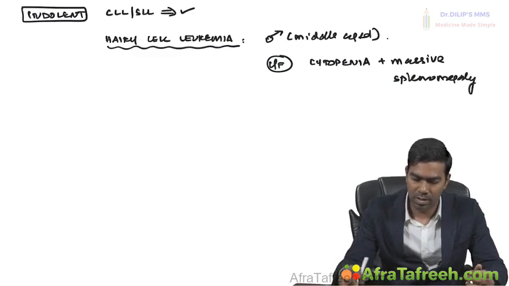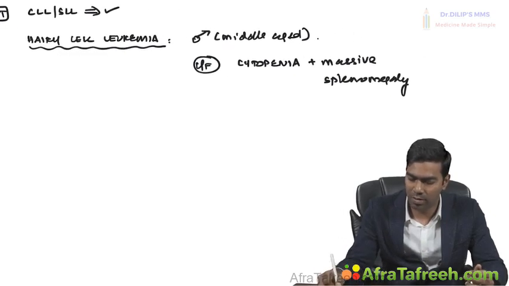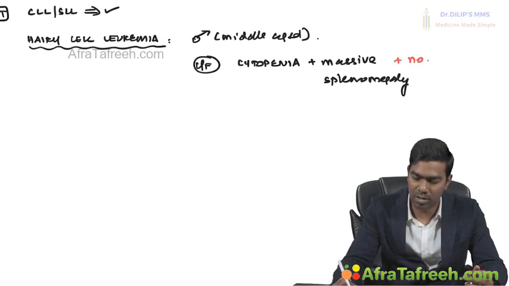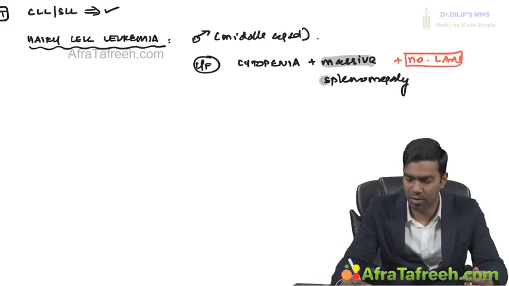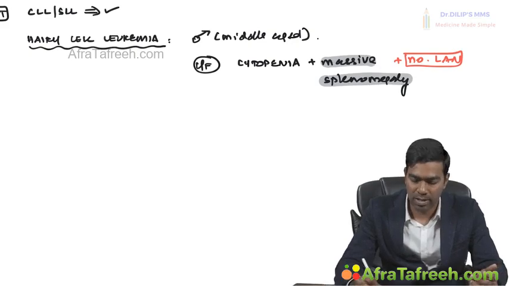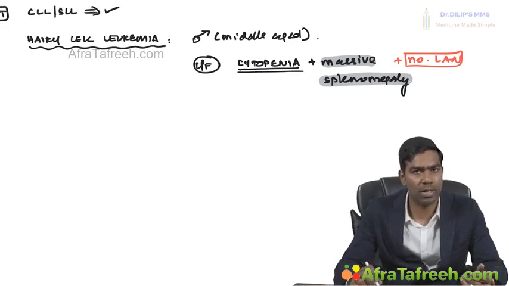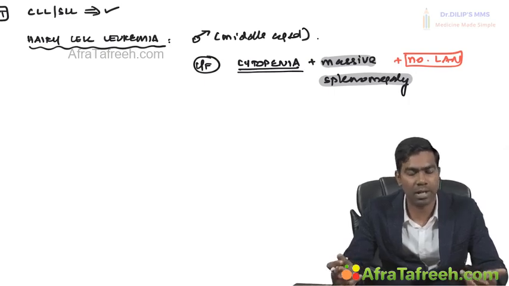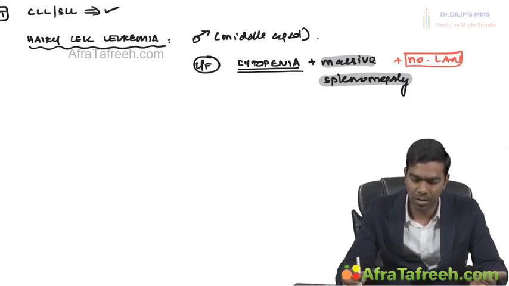Massive splenomegaly. But remember, this is not associated with any lymphadenopathy at all. Very surprising is that they have massive splenomegaly, but they're not associated with any lymphadenopathy at all. And they will have symptomatic cytopenias. Any cytopenia can be there, or even a pancytopenia can be a presenting feature.